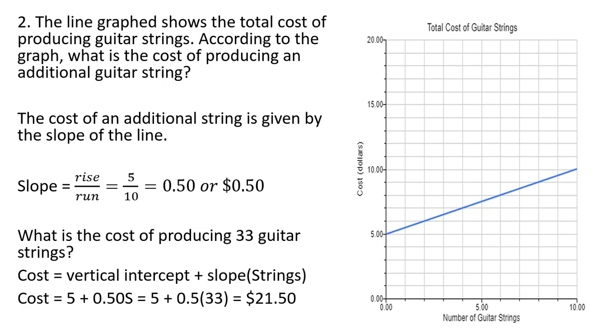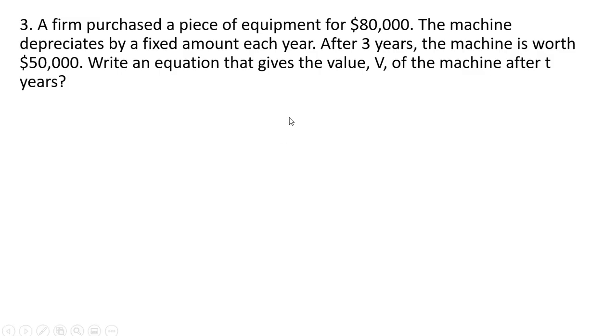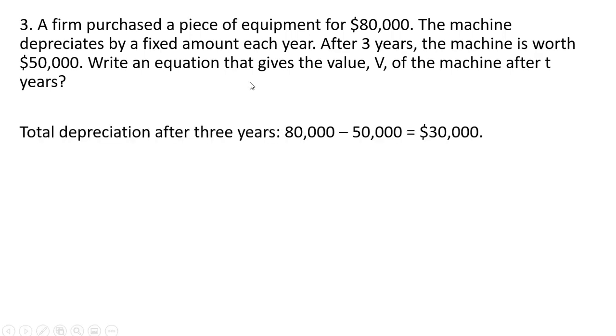Okay, moving on. A firm purchased a piece of equipment for $80,000. The machine depreciates by a fixed amount each year. After 3 years, the machine is worth $50,000. Write an equation that gives the value V of the machine after T years.